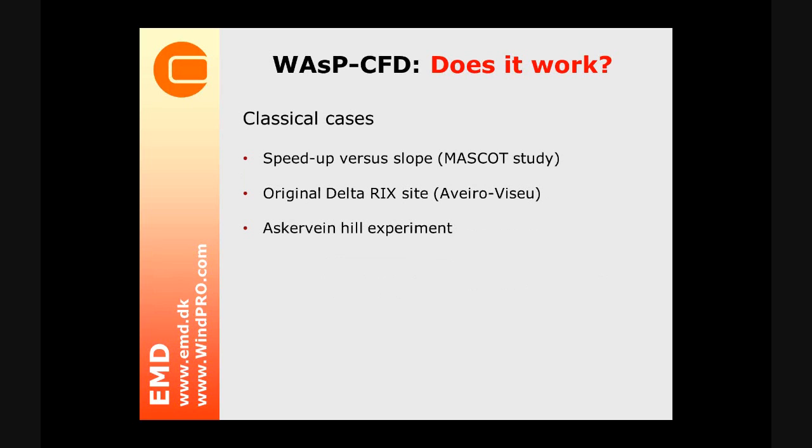So the three classical cases I'll be showing you here are a speed-up study, which is a theoretical study where we analyze the speed-up as a function of terrain slope, and a study where we reproduce the results of what I call the original Delta RIX site, which was the site that was used to develop the Delta RIX method, which is a correction method for WASP in complex terrain. And the last classical case is the Askervein Hill experiment.